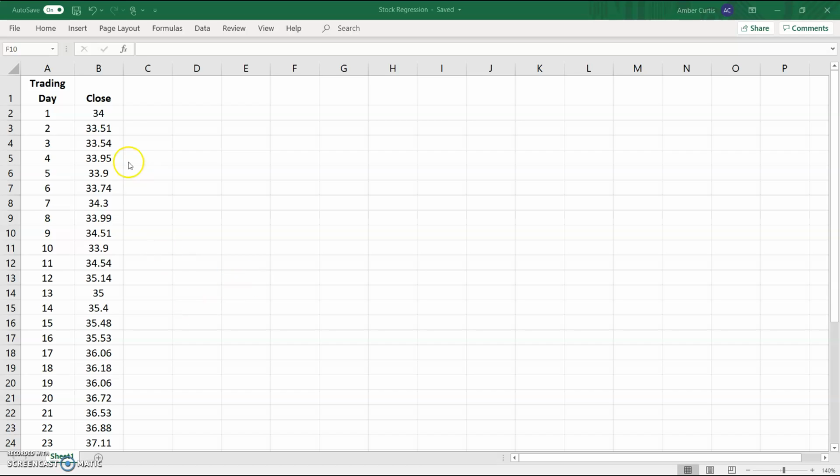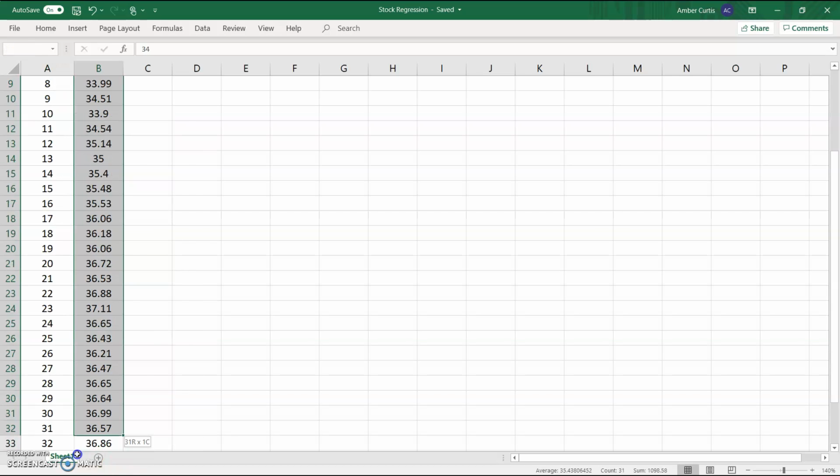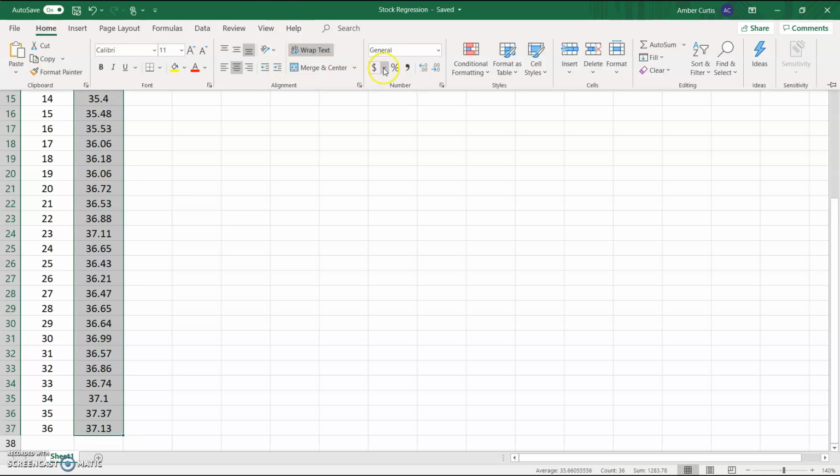So the first thing we do here is we type all of the data into our spreadsheet. Each trading day, starting at that January 26th date, all the way through our February date, will each be assigned a number. So the first date will be trading day 1, the second date will be trading day 2, and so on. Then we will have all of our closing prices that correspond with each of the 36 trading days.